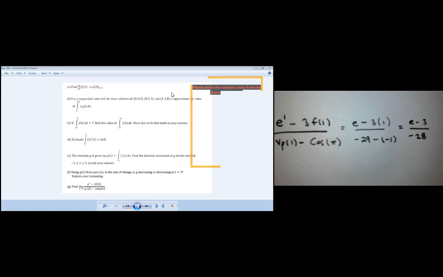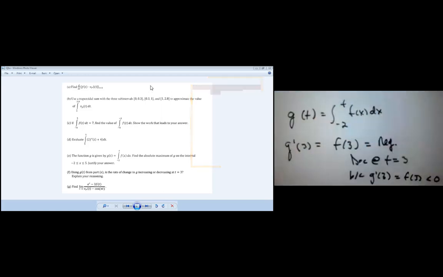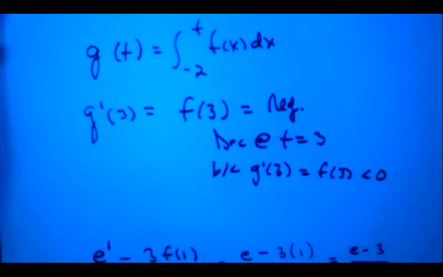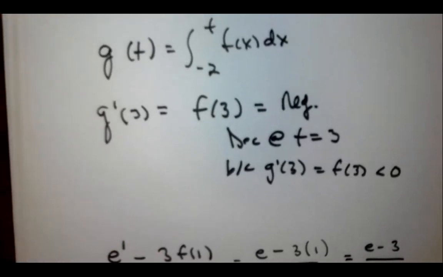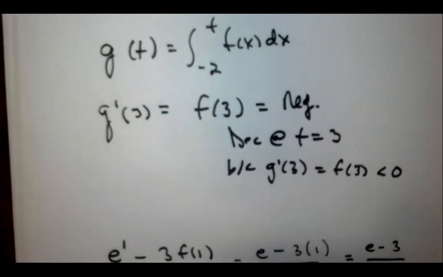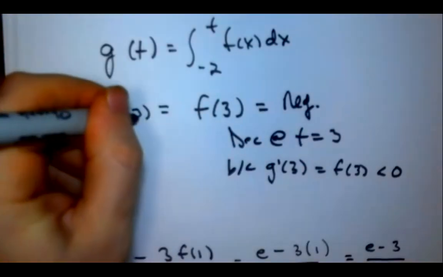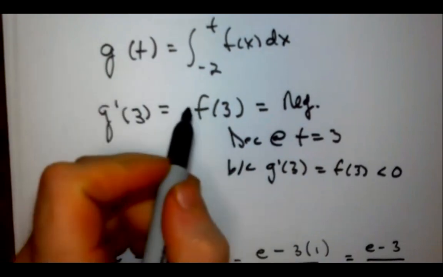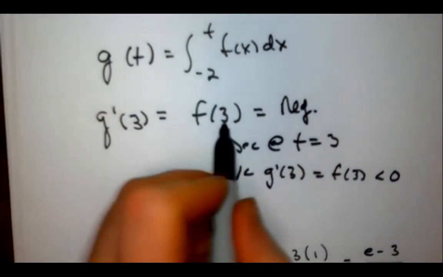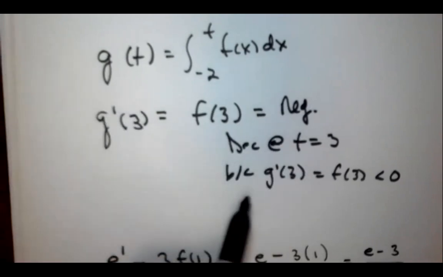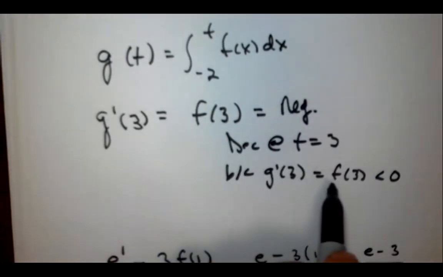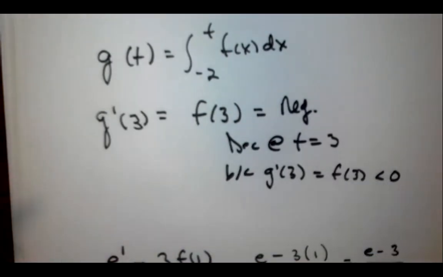Okay. What was the justification for part F again? Part F. So we said, if you're finding if something's increasing or decreasing, that's just is the derivative positive or negative. So we took the derivative and plugged in 3. And whenever I plug in 3, G prime is the same thing as F. G equals integral F, so G prime's F. And since that was a negative value, we said it's decreasing at T equals 3 because G prime of 3, which is F of 3, is less than 0.